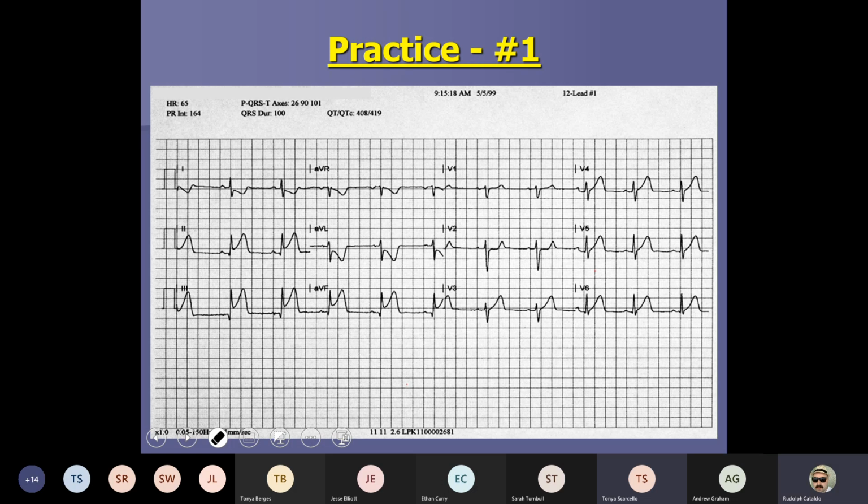Generally, to call a STEMI, you have to have 2 leads of elevation that are contiguous. So 2 leads of elevation that look at the same part of the heart, generally, for STEMI protocols.